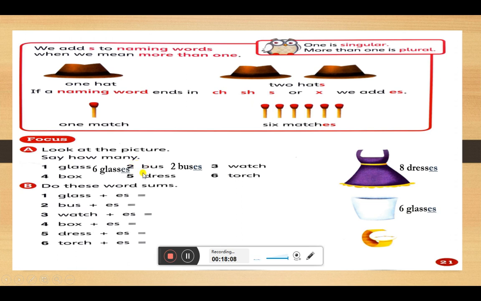And I want you to do the rest of the page as homework. It's an easy page, and this is not a new lesson. We have taken this lesson before. It's very, very easy. You're going to write how many do we have of each of these words from number 1 to number 6. And here we have exercise letter B. Do these word sums. And here we have the word glass plus ES. It will be glasses. But please, kindly, don't forget to draw a line and write neatly with a very good handwriting on the line. Draw a line and write on the line.